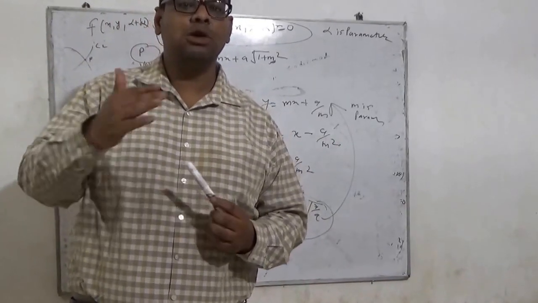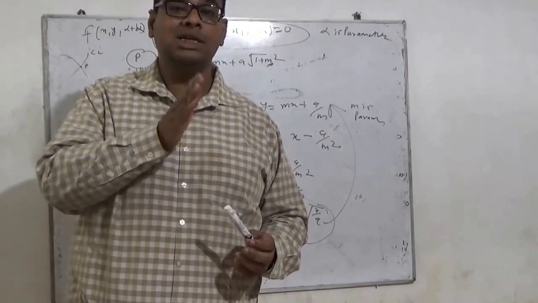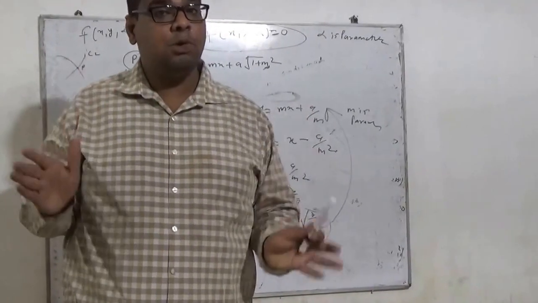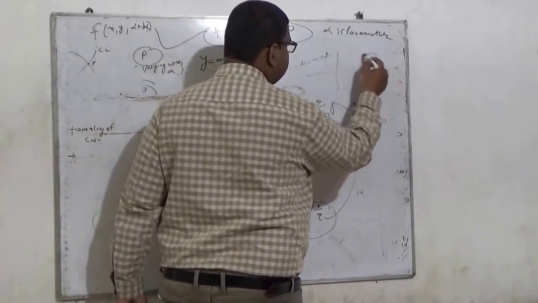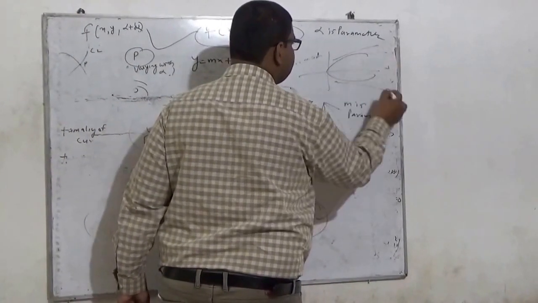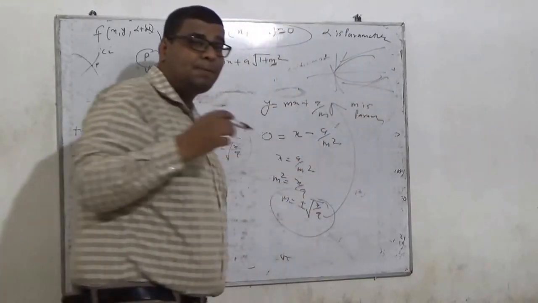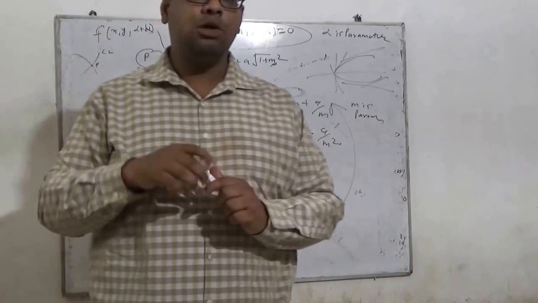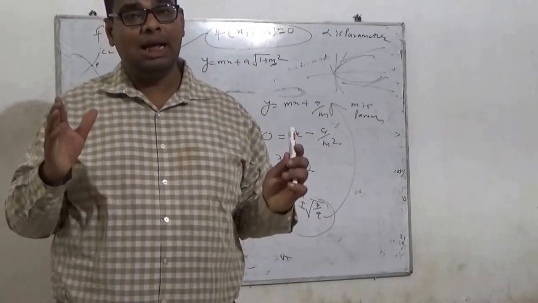For different values of the slope, this straight line will give a different family of straight lines. And what is the corresponding envelope? The envelope is the parabola. There are different tangent lines for the different points as per the values of m. So this is the basic method to find the envelope equation.